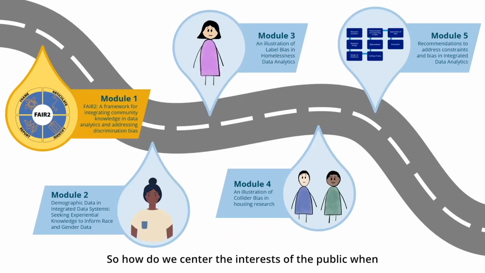So how do we center the interest of the public when analyzing data if we don't consult with the public, especially with stakeholders whose experiences are represented in that data? We are at the starting line of a journey where you will become familiar with a framework that aims to do just that. FAIR2 is a framework for integrating community knowledge in data analytics and addressing discrimination bias. It is a way to tap on the experiential knowledge that community members hold in order to inform data analytics in ways that reduce bias.